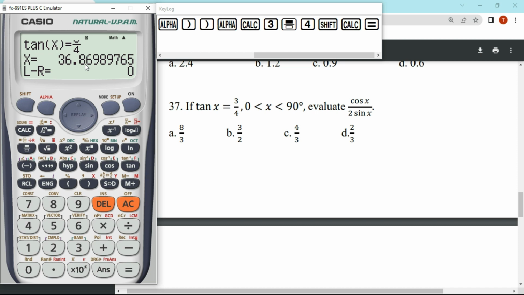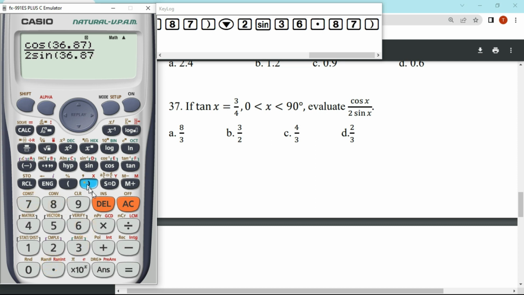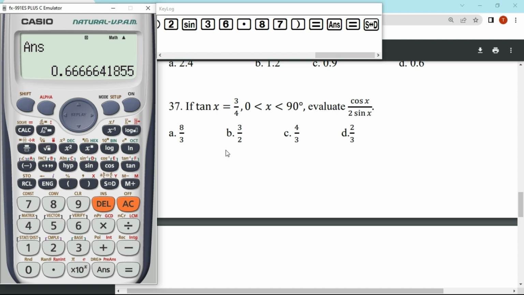So we have cos of x, which is 36.87, divided by 2 sine x, which is 36.87. Then we press equal to. So you have 0.66666. So now that we have 0.6667, which is not the same as the values we have here, and we can't convert this directly into fraction form because of the number of decimal places we have. So all that we have to do is to check through the values here and make sure that we get an answer that when we input we can get to 0.667.